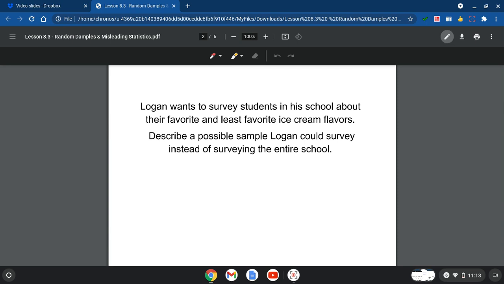So let's take a look at an example. Logan wants to survey students in his school about their favorite and least favorite ice cream flavors. So let's describe a possible sample Logan can survey instead of surveying the entire school. Answers will vary, but the sample must be random and represent the entire population. For example, Logan can stand in front of his school, and as students are walking into the building, he can randomly select 100 students to ask what their favorite and least favorite ice cream flavors are.